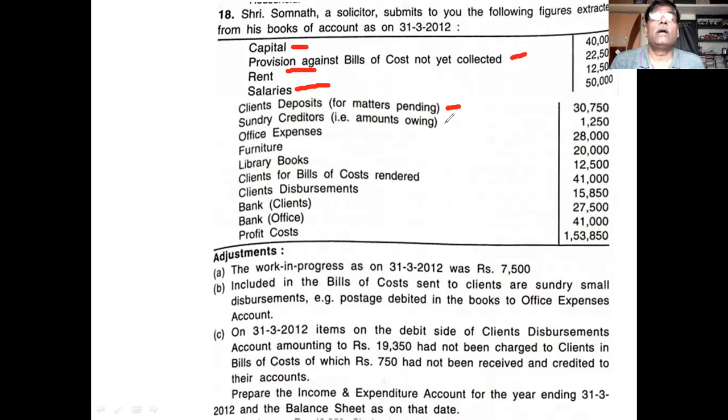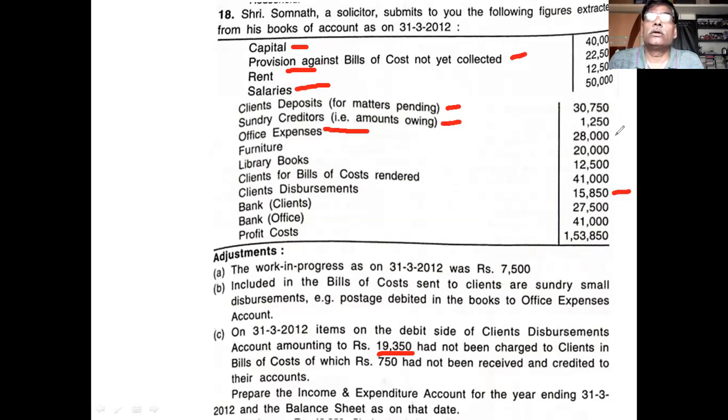Client deposit, liability side. Sundry creditor, liability side. Office expense. In the office expense, you have to adjust the client disbursement excess amount. You see here. 19,350 is the client disbursement amount here, and the client disbursement given above is 15,850. 15,850 is here, and 19,350 is in the adjustment. I think it is 3,500 more. That more is to be deducted in the expense, office expense.